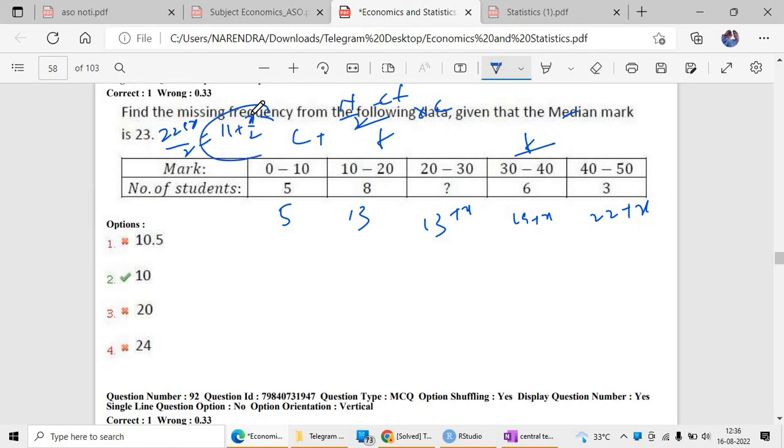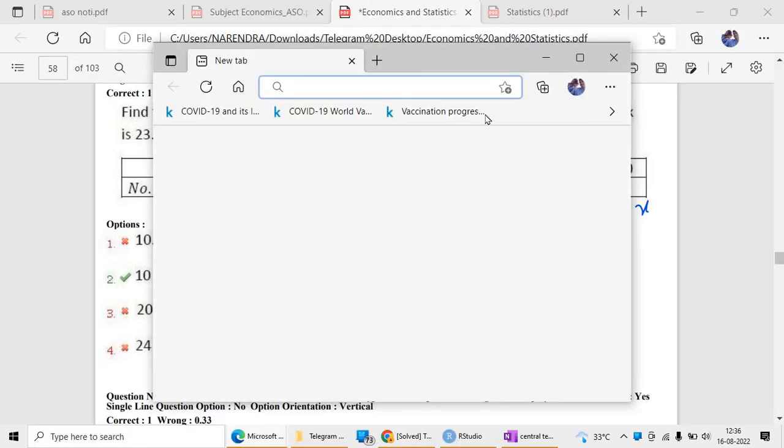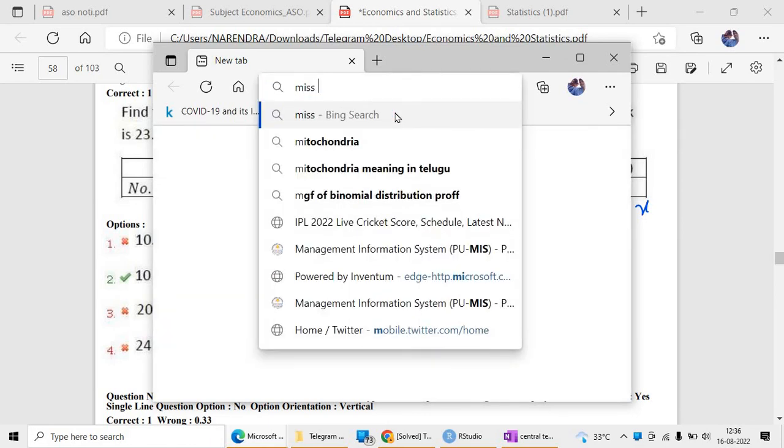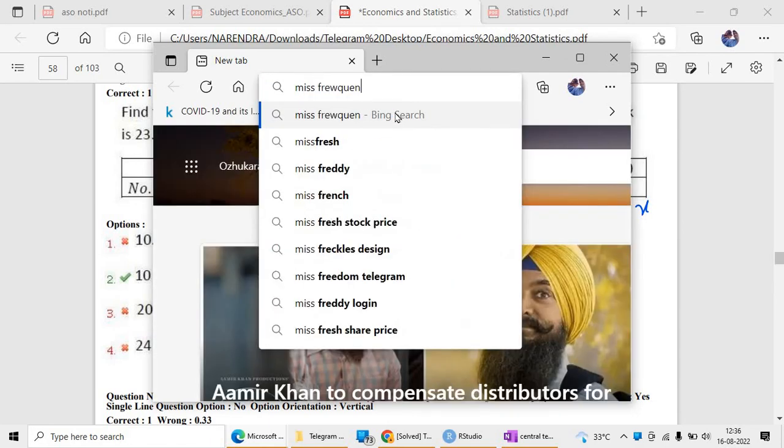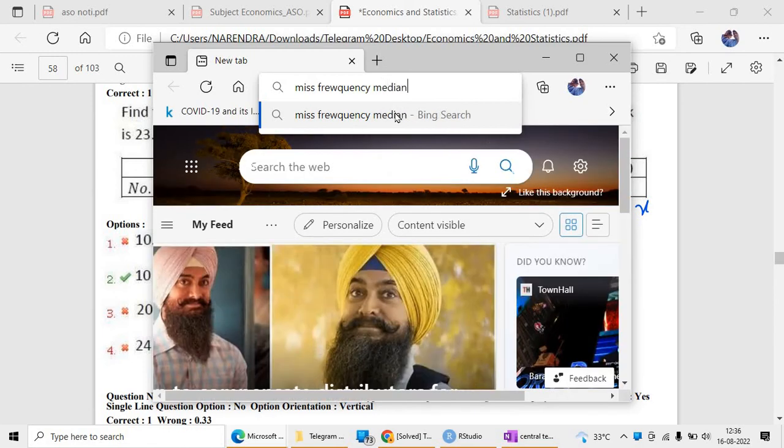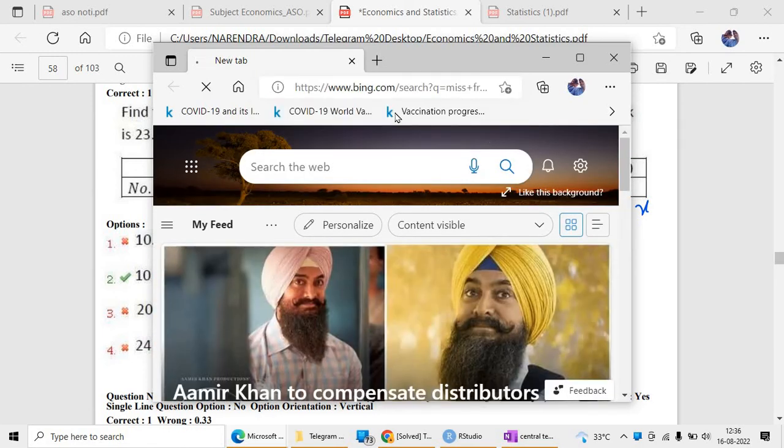It should be greater than 11 plus x by 2. So where is it greater than 11 plus x by 2? 22, 13. Just wait. Frequency. If you have any doubt, you can just Google it, everything will be better.